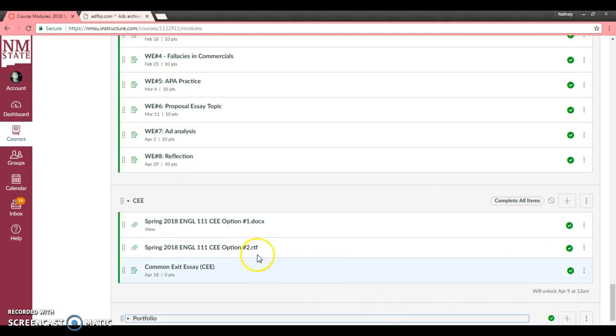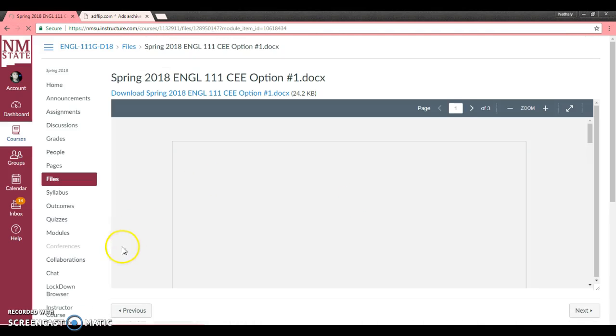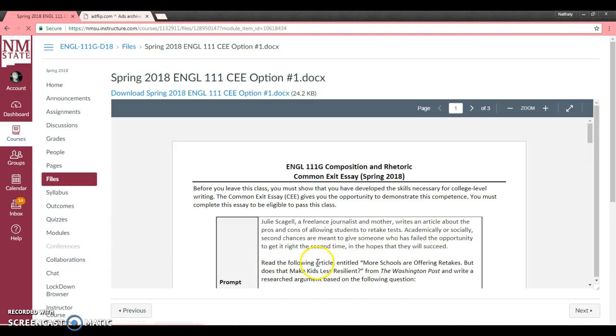Like I said, the English department provides 2 options, and usually they let instructors pick the option, but I prefer to let you pick. So for the common exit essay, you will write an essay based on one of these options. So only choose one and make sure that you choose carefully, since you have to write an essay based on that topic. The first option has to do with schools and testing.